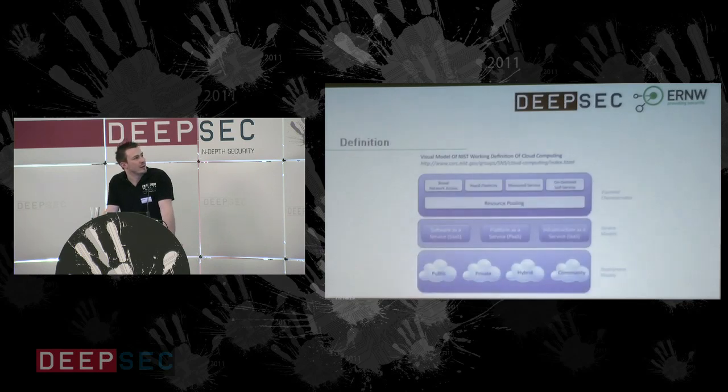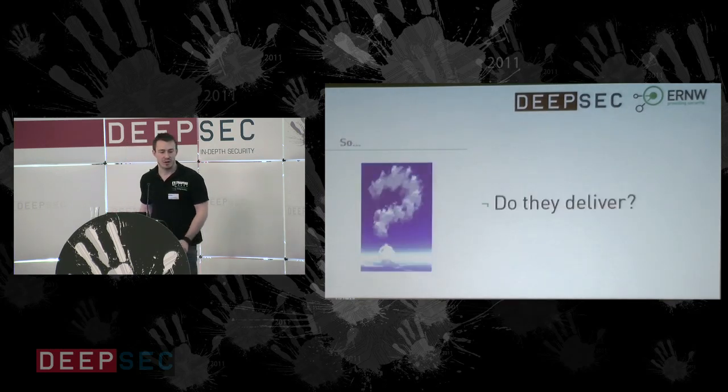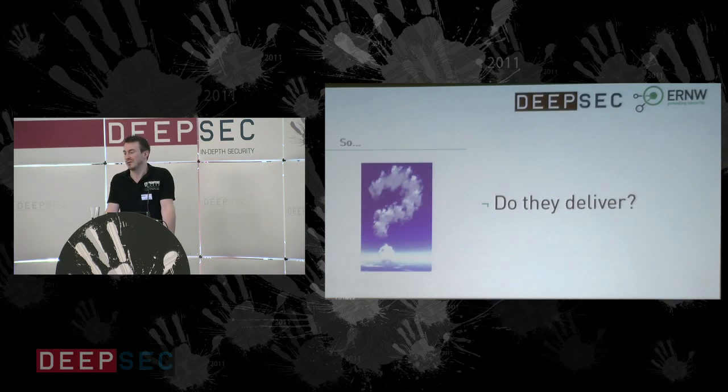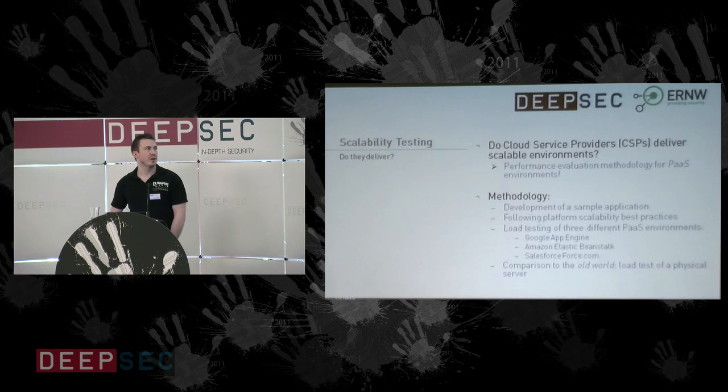I mean, when we think about the essential characteristics, scalability is not part of it. Still, our customers usually refer to scalability or availability when they talk about cloud computing and what they want to get out of it. So the first question is, do they deliver a scalable computing environment? In doing so, I evaluated 3 major cloud service providers, which are Google App Engine, Amazon Elastic Beanstalk, and Salesforce.com.